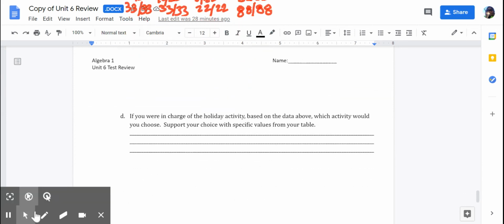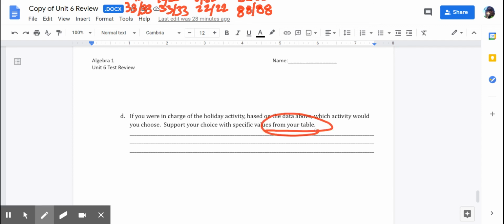So the last question is, if you were in charge of the holiday activity, based on the data above, which activity would you choose? Support your choice with specific values from your table. Well, if it were me, I would choose between a potluck and a restaurant, and then I would just decide from there based on numbers. Again, as long as you can support your evidence with values from the table, so you need to make sure you quote and put some values from your table in your answer, you will be correct.